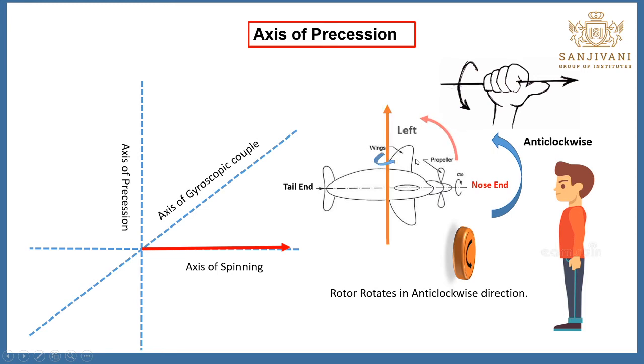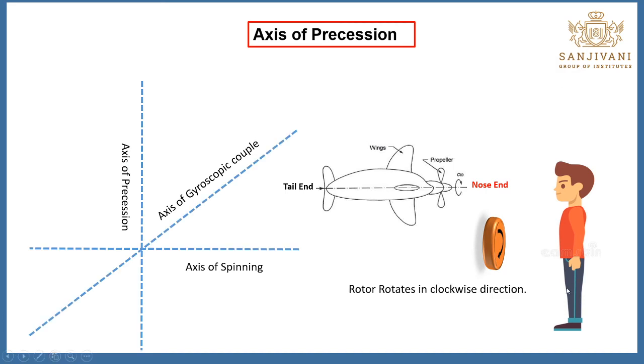Again, this is the axis of spinning. That means you need to rotate that axis of spinning in the anti-clockwise direction, because the direction of this arrow denotes the anti-clockwise direction towards left. That means the anti-clockwise direction.